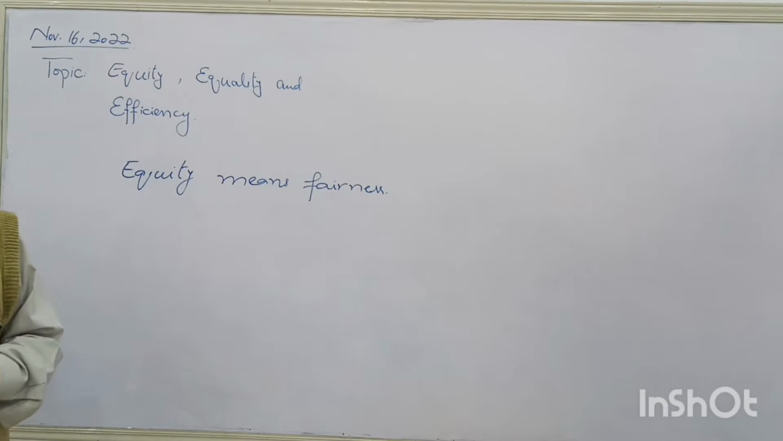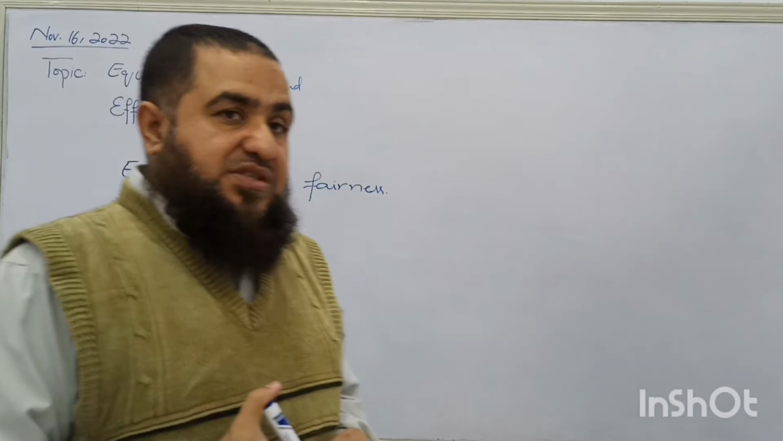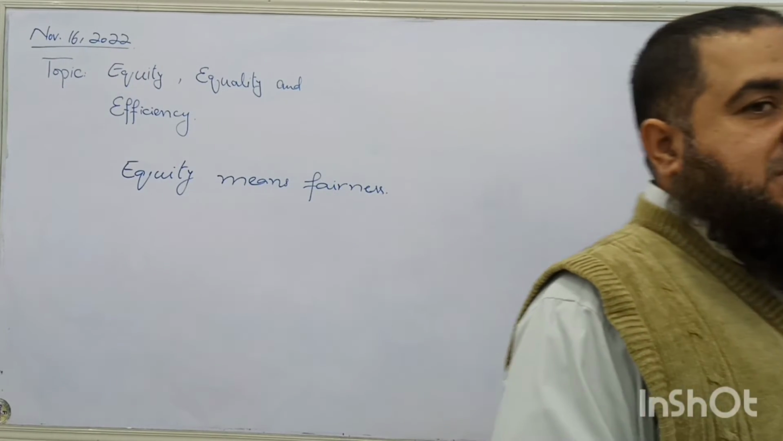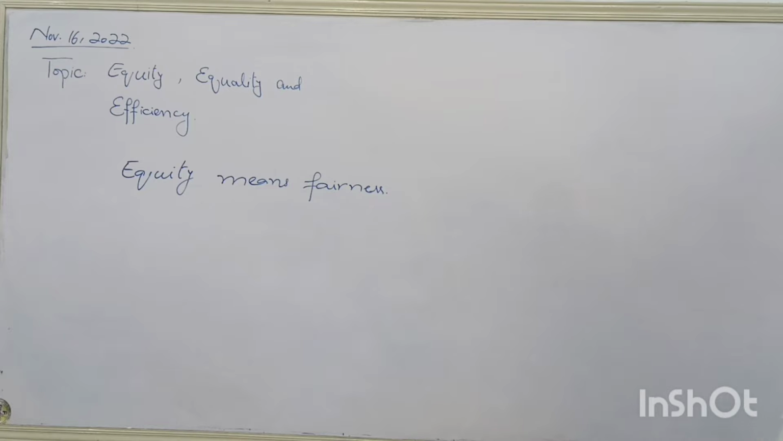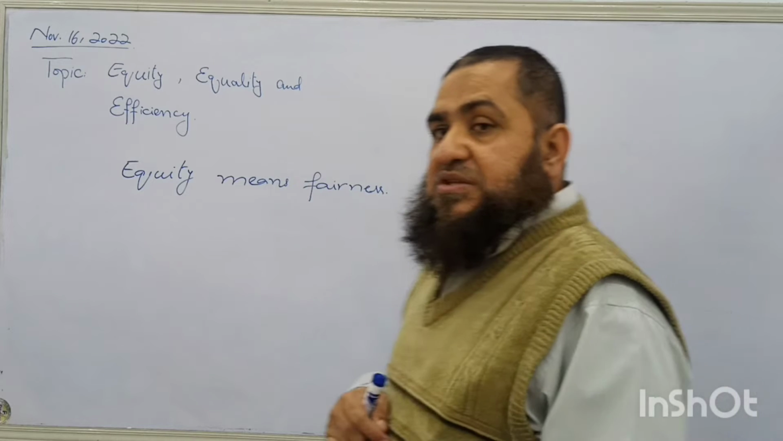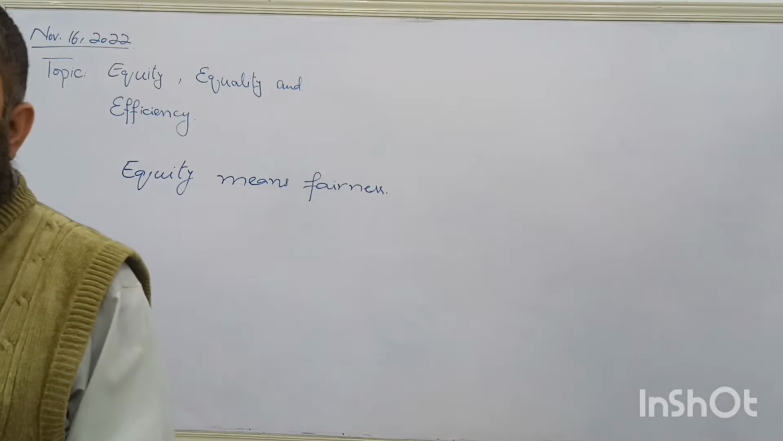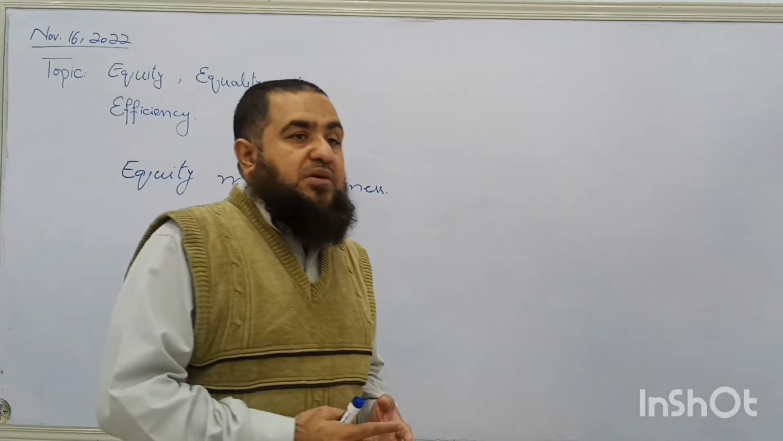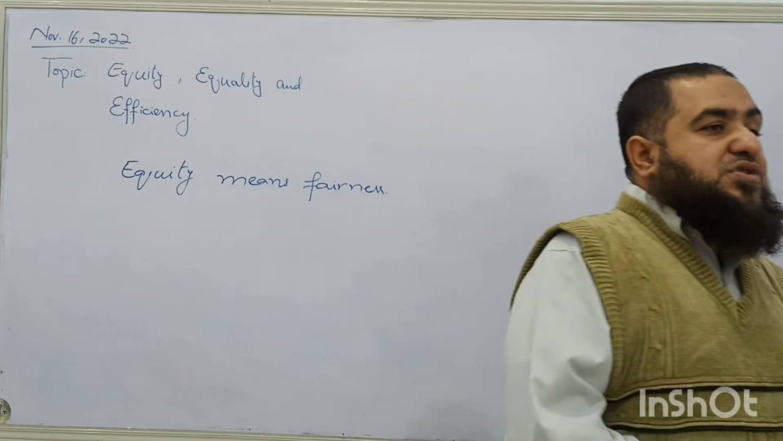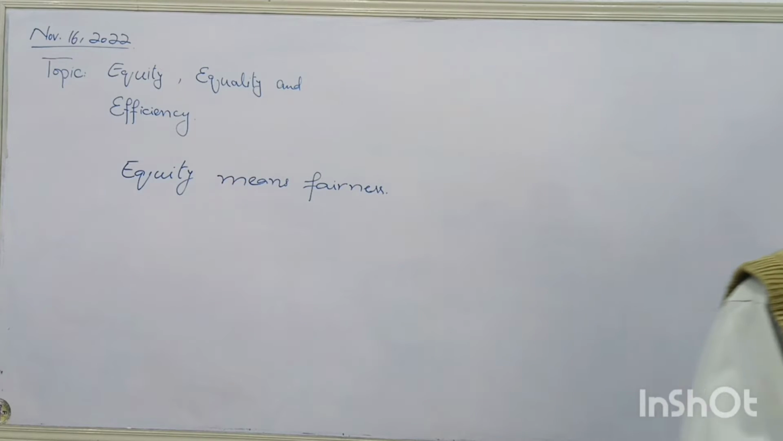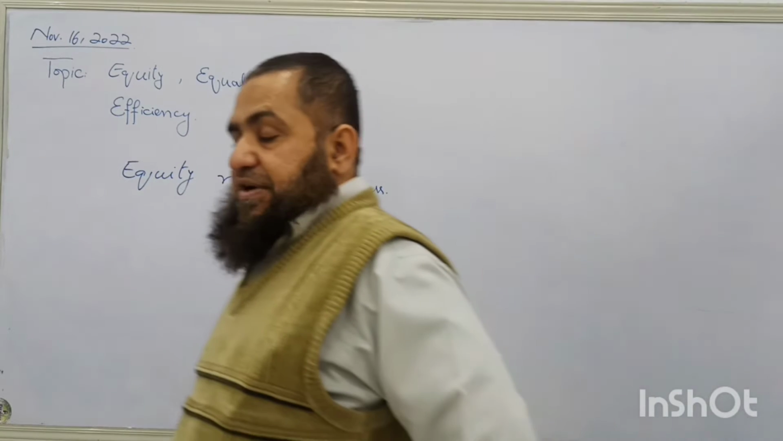Fairness means that whatever the resources or income of the people, we should have a fair distribution of income and wealth in the economy. Fair means what? If someone deserves more income, the government should pay him more in terms of cash, more in terms of goods and services. And if someone is rich, he deserves less of the income distribution in his favor, so government will provide him less benefits.